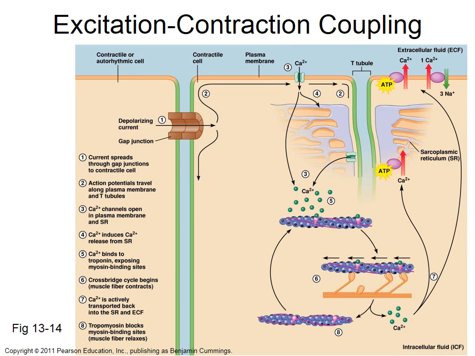For relaxation to occur, calcium has to be removed from the sarcoplasm. Just like in skeletal muscle, it gets pumped back into the sarcoplasmic reticulum by a calcium ATPase. It uses one molecule of ATP to pump one calcium back into the sarcoplasmic reticulum.